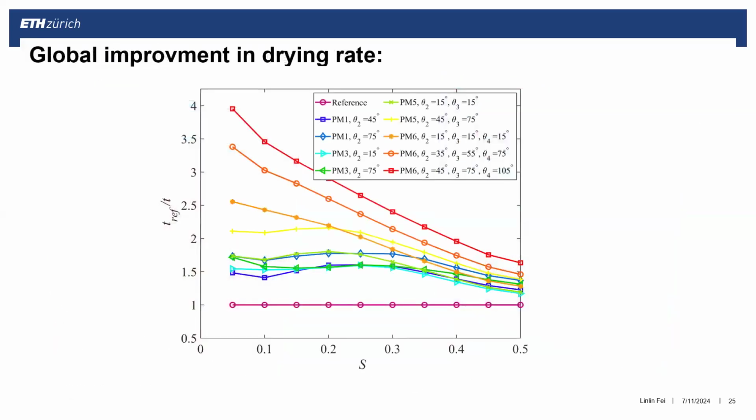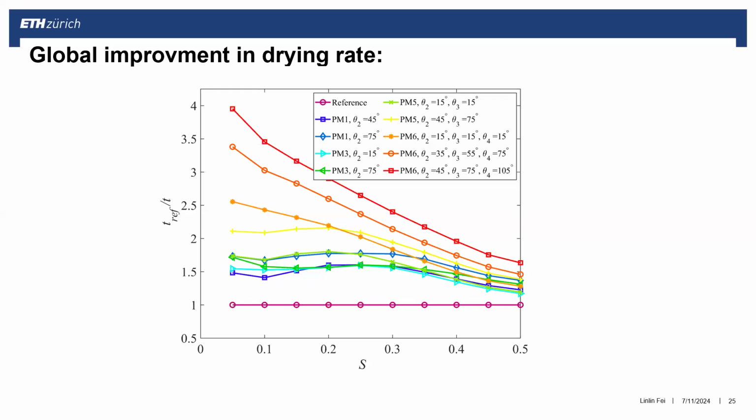And then we can look at the acceleration or the speed up factor. We consider the time needed to reach a certain saturation. So we consider the time ratio between the reference case and the optimized case. If this ratio is larger than 1, it means we have a speed up of the evaporation, right?